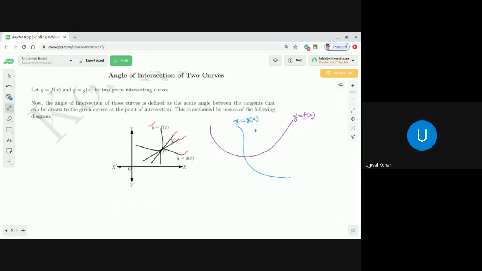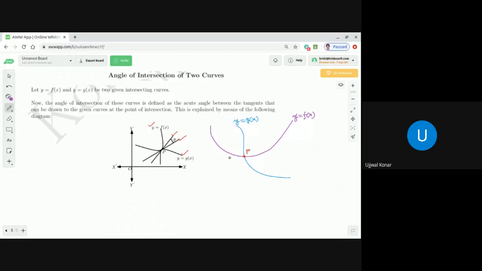So now, what is meant by the angle between these two curves? The meaning of the angle between these two curves is that suppose I draw two tangents. They intersect at the point, suppose this is the point P. Now at this point P, we draw two tangents.